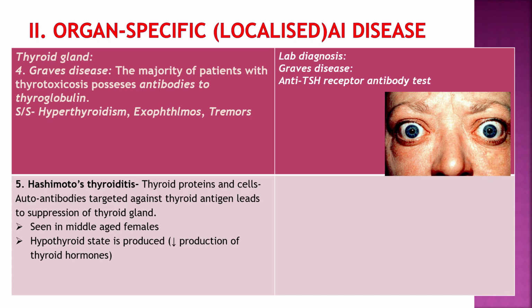Organ-specific localized autoimmune disease. Example, thyroid gland. Graves' disease: the majority of patients with thyrotoxicosis possess antibodies to thyroglobulin. Symptoms are hyperthyroidism, exophthalmos, tremors. Lab diagnosis, anti-TSH receptor antibody test. Hashimoto's thyroiditis: autoantibodies targeted against thyroid proteins and cells lead to suppression of thyroid gland. Seen in middle-aged females, a hypothyroid state is produced with decreased production of thyroid hormones.